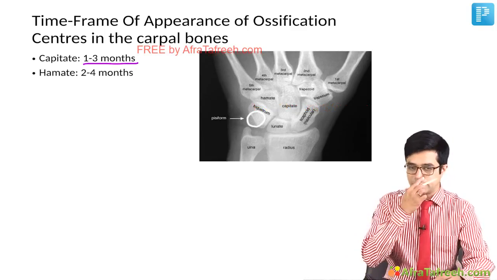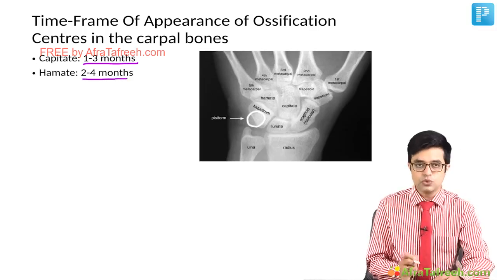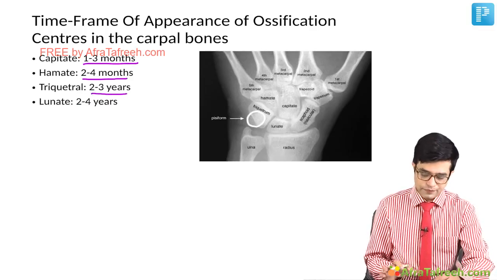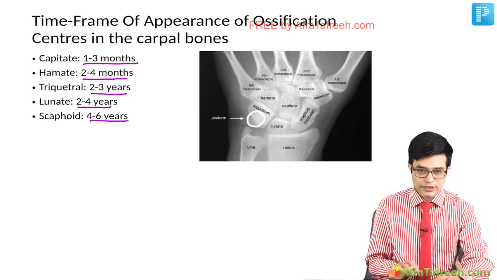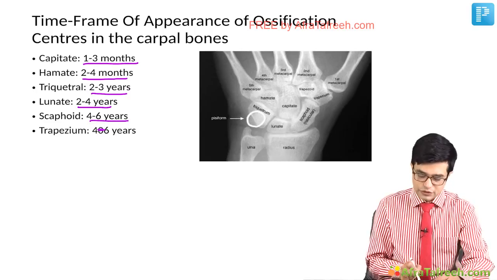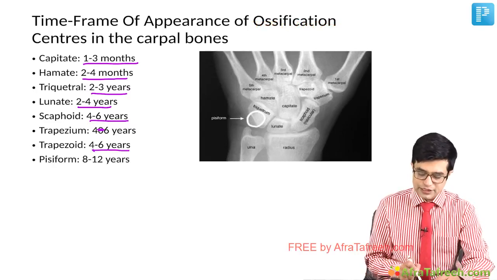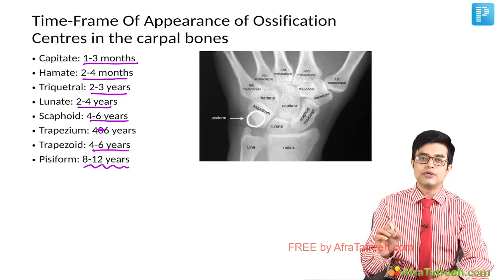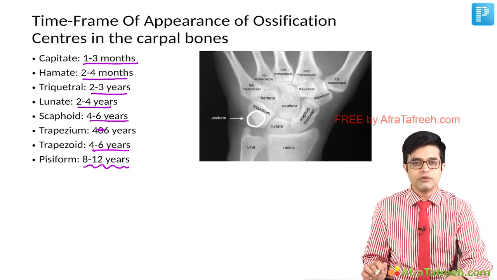So among the carpal bones, capitate appears at 1 to 3 months, hamate appears at 2 to 4 months, triquetral appears at 2 to 3 years, lunate again appears at 2 to 4 years, scaphoid at 4 to 6 years, trapezium at 4 to 6 years, trapezoid at 4 to 6 years, and pisiform appears late at 8 to 12 years. So this is the sequence you are supposed to remember. Sequence can be asked in super specialty entrance exam.